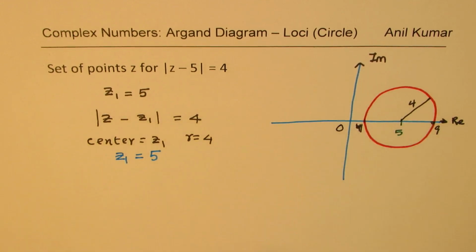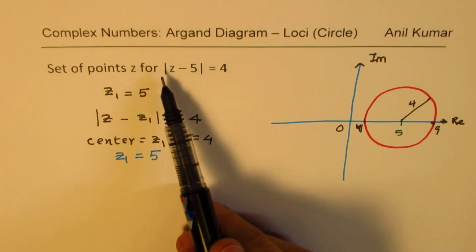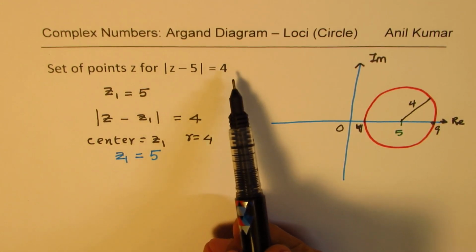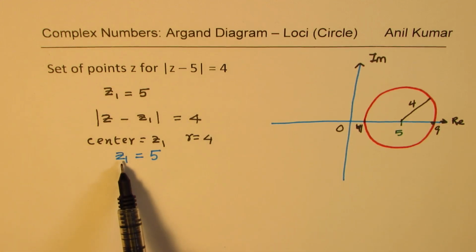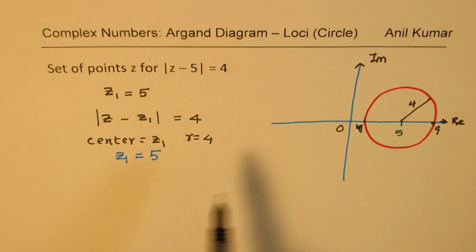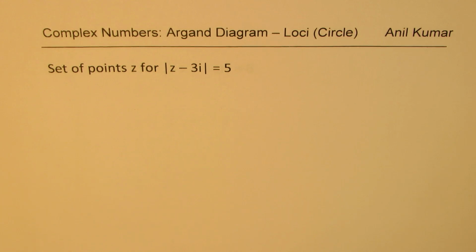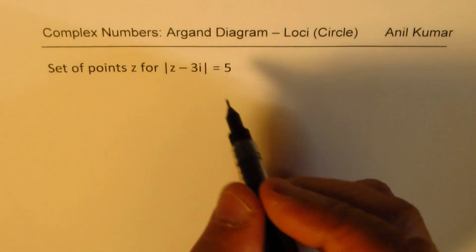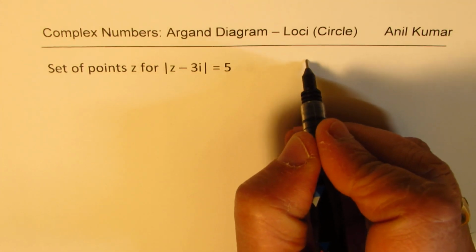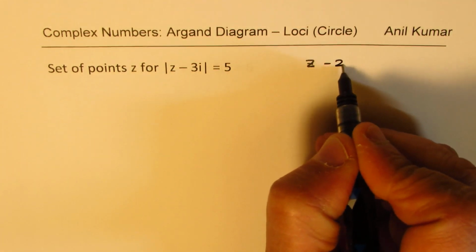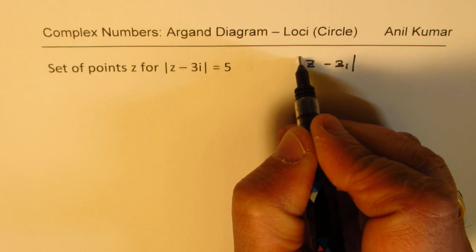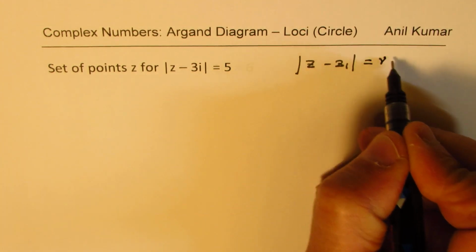Perfect. So that is how you are going to sketch |z - 5| = 4. Now, our z1 is basically 5, a real number. Another example here is where we have taken z1 as 3i. Remember this: we are always comparing with the original equation. That helps to standardize things and remember.